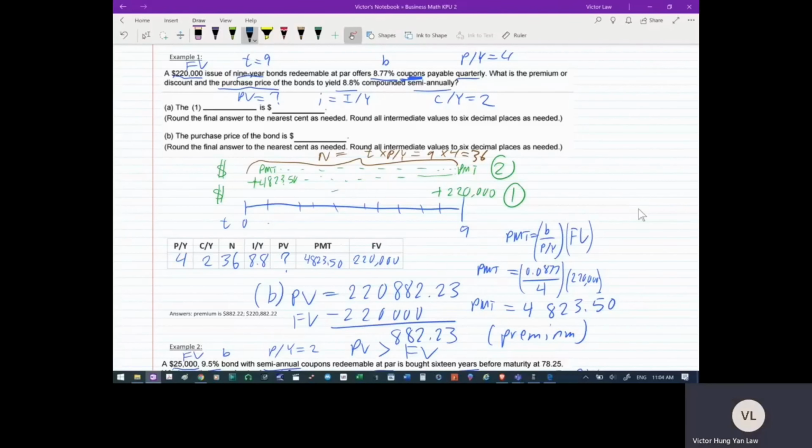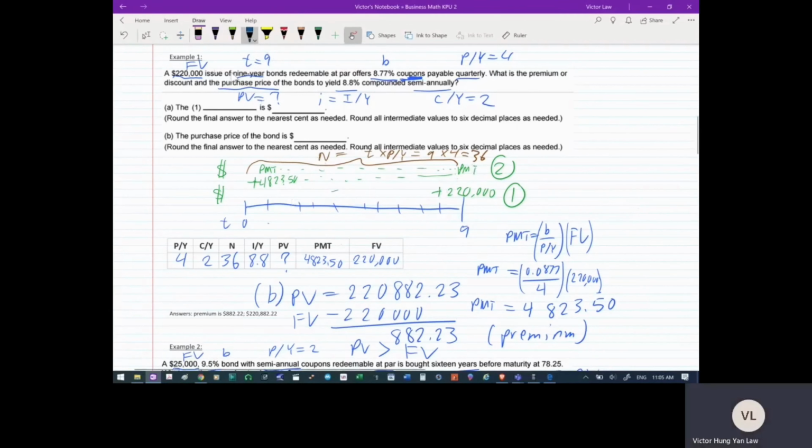Example 1, a $220,000 issue of 9-year bonds redeemable at par offers 8.77% coupon payable quarterly. What is the premium or discount and the purchase price of the bond to yield 8.8% compounded semi-annually? So when we're solving this question, our first step is to draw a timeline.